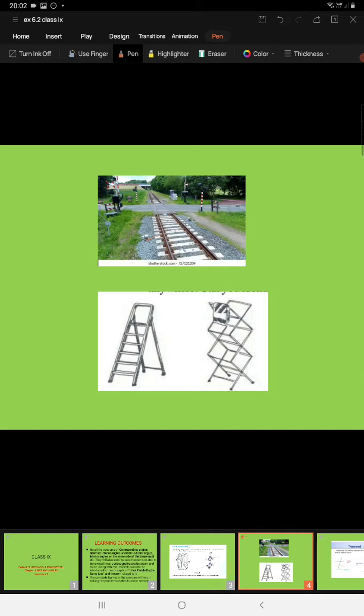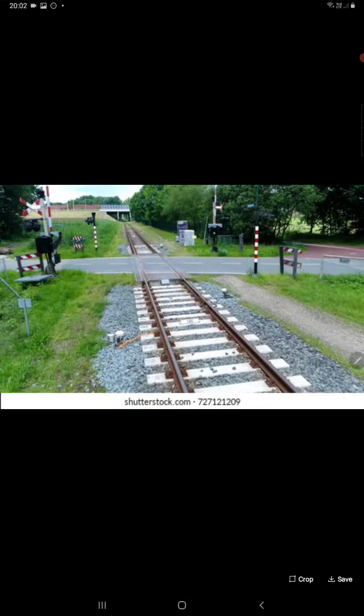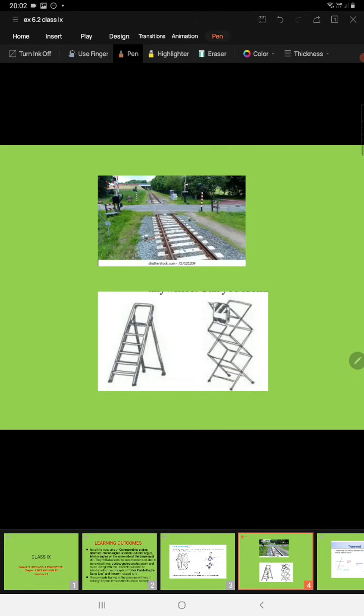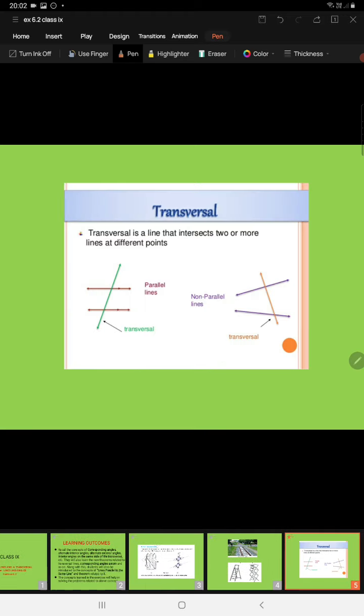I am giving you some examples from real life like this. Now if you see, this is the railway line and it is crossed by the road, and these are the 4 points where they are intersecting. And you see this ladder, I have taken this picture from your NCERT book of class 7th. So students, when the transversal intersects any two lines, these lines may be parallel lines or non-parallel lines.